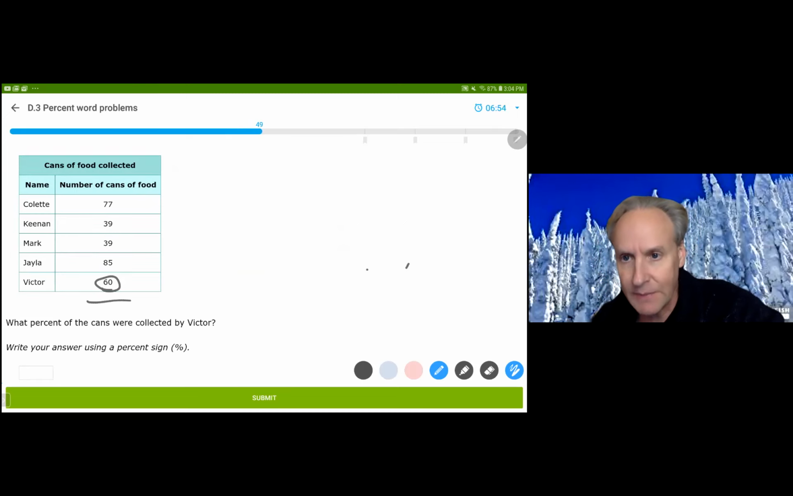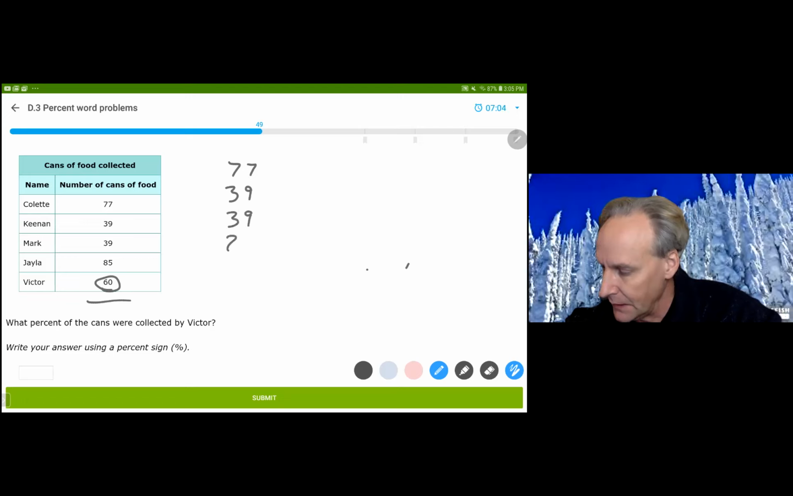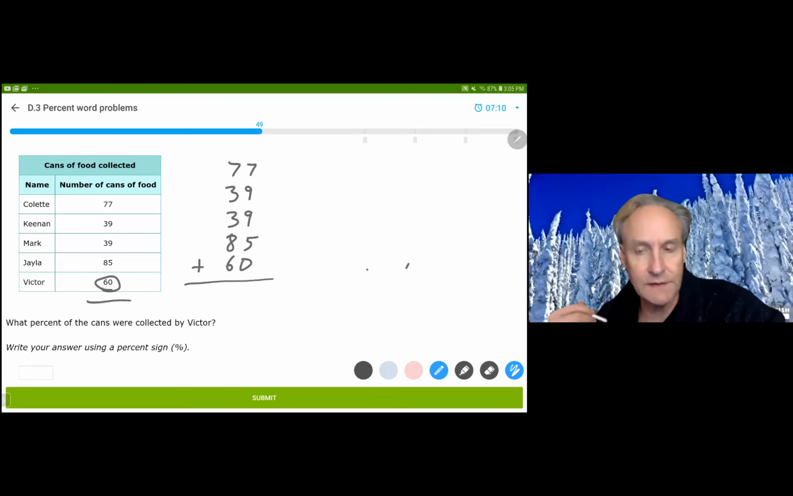Now, you could just grab a calculator and add them on the calculator, but I'm going to go ahead and write them out over here so you can see it a little bit better. 39, 85, and 60. Now remember, the 60 has to be added as part of the total because we want the total number of cans. Now I'm going to do what I call the counting up. There are some other things I would do to simplify this and make it faster, but I'm going to go ahead and count up.